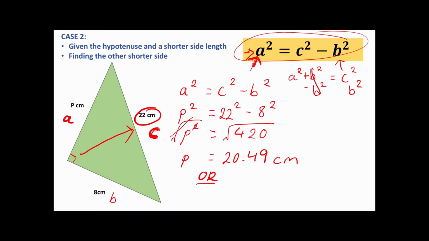or our exact, and again these factors can be hard to pick up on, 4 times 105, which would give me 2 root 105 centimetres. So that's the exact, and approximate.